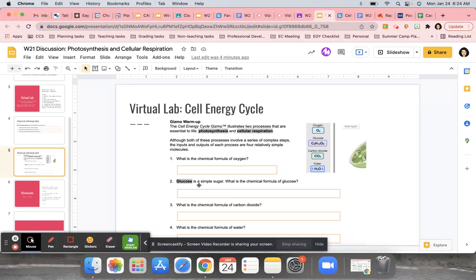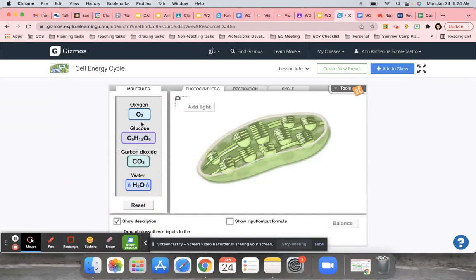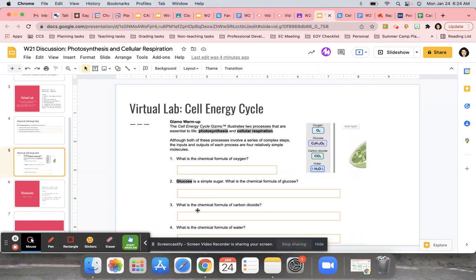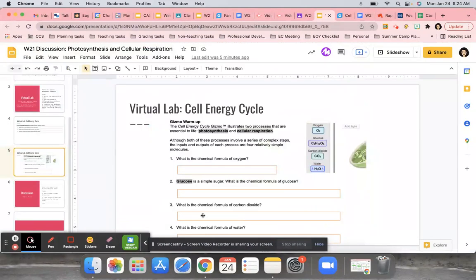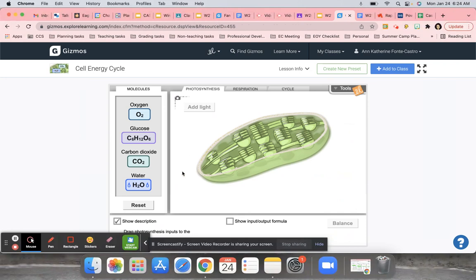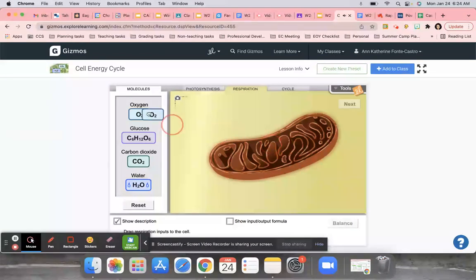Glucose is a simple sugar. What is the chemical formula of glucose? This is also glucose. Then, what is the chemical formula of carbon dioxide? This is the carbon dioxide. And finally, what is the chemical formula of water? This is water. We can drag and drop these chemical formulas to our organelles, and we will see what will happen to them.